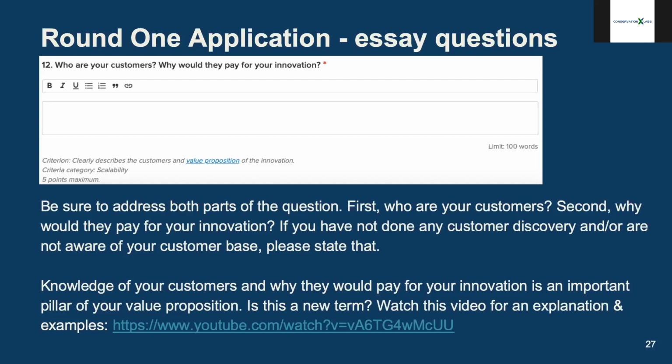And another note here is that knowledge of your customer base and why they would pay for your innovation is an important pillar of your value proposition. If value proposition is a new term to you, we have a link here to a video that gives an explanation of what a value proposition is, as well as some examples. And you'll note that the criteria is that you clearly describe your customers and the value proposition of your innovation.